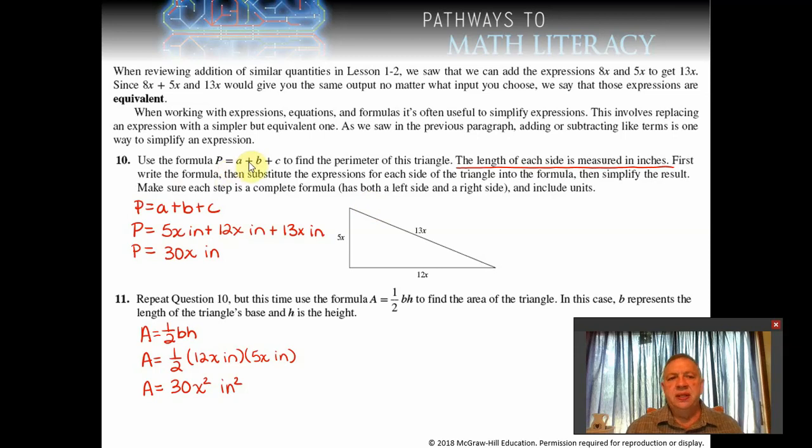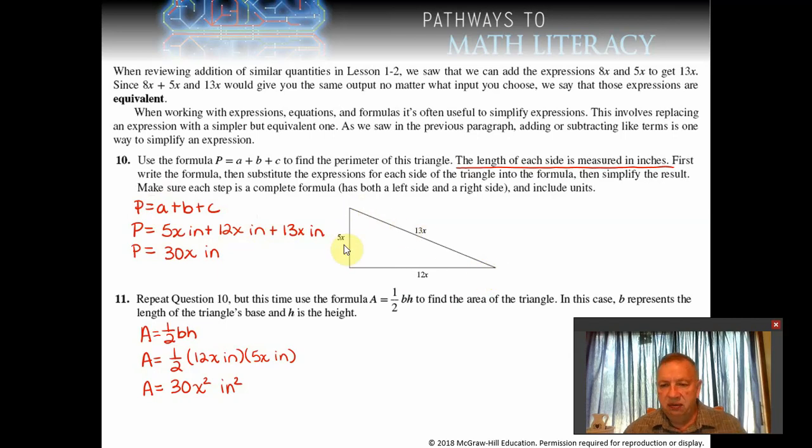So use the formula P is equal to A plus B plus C to find the perimeter of a triangle. So this is saying I've got a triangle with 3 sides. The perimeter is just add up those 3 sides. The length of each side is measured in inches. First, write the formula, then substitute the expression for each side of the triangle into the formula and simplify the results. So here's A. They're going to start out with this side being A, and apparently this is their B and this is their C.